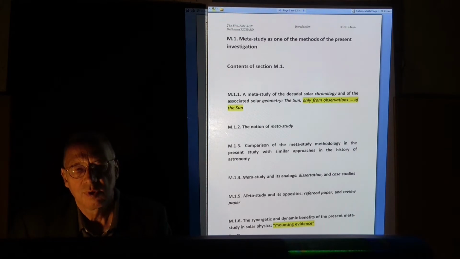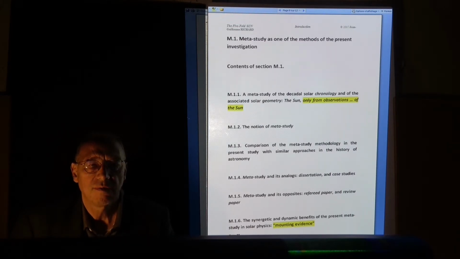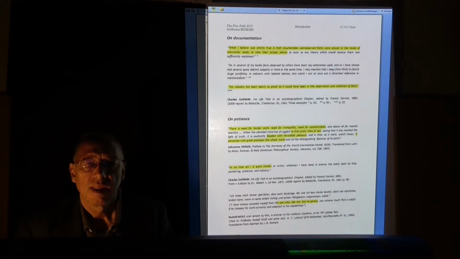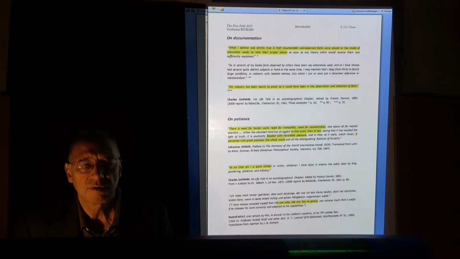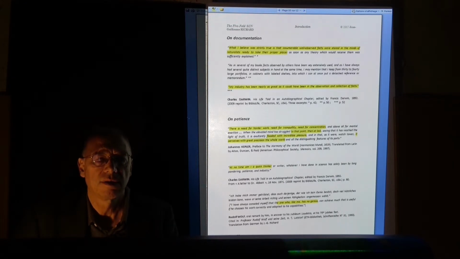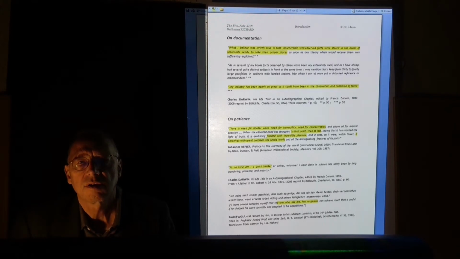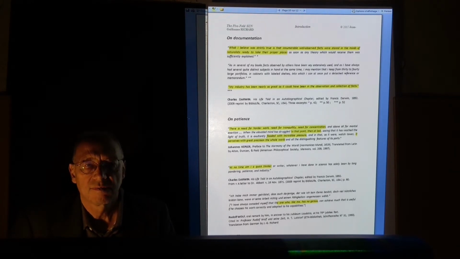So it is a small innovation here to have relied on meta-analysis in the field of solar physics to such a large extent. I cite in the introduction to this work a few words from these very important people on the shoulders of whom we are standing, such as Darwin and Kepler, about documentation. Because if we deal with research based on meta-analysis, of course, documentation, data are the crux of the matter.